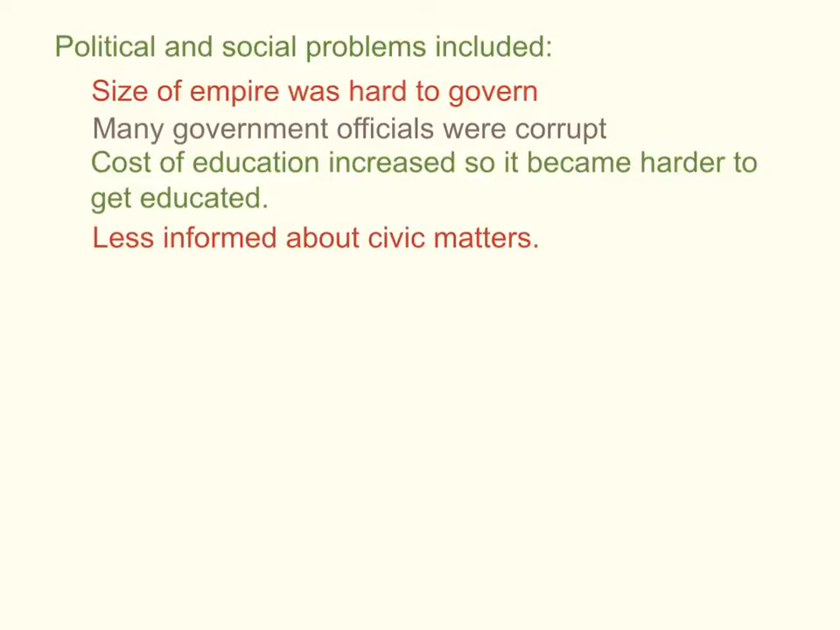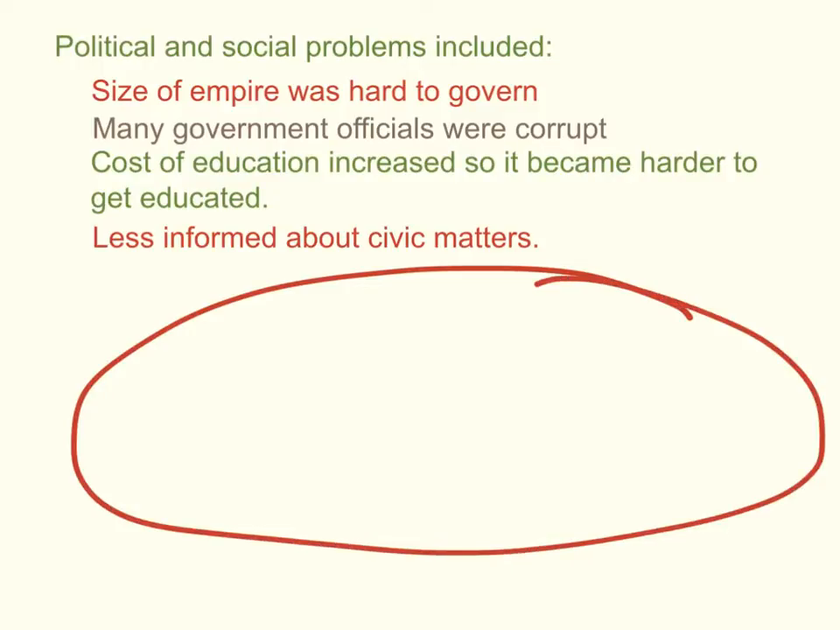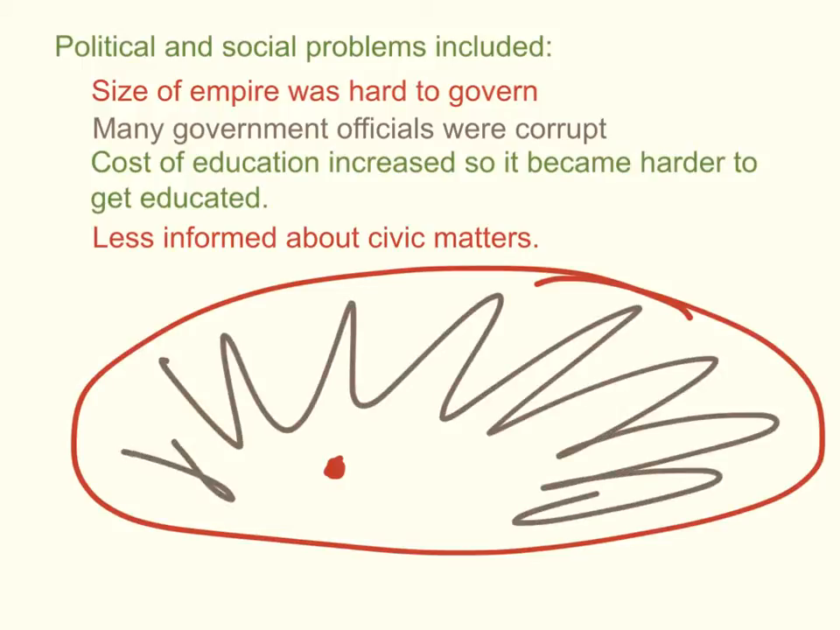Some political issues include that the size of the Roman Empire was just too difficult to govern. I mean, it was huge. If you have a huge empire like this, and you're centralized, you're right here, you've got all this to govern, and that's hard to do. And many government officials at this time were corrupt, meaning they stole things from the government and people and so on and so forth.